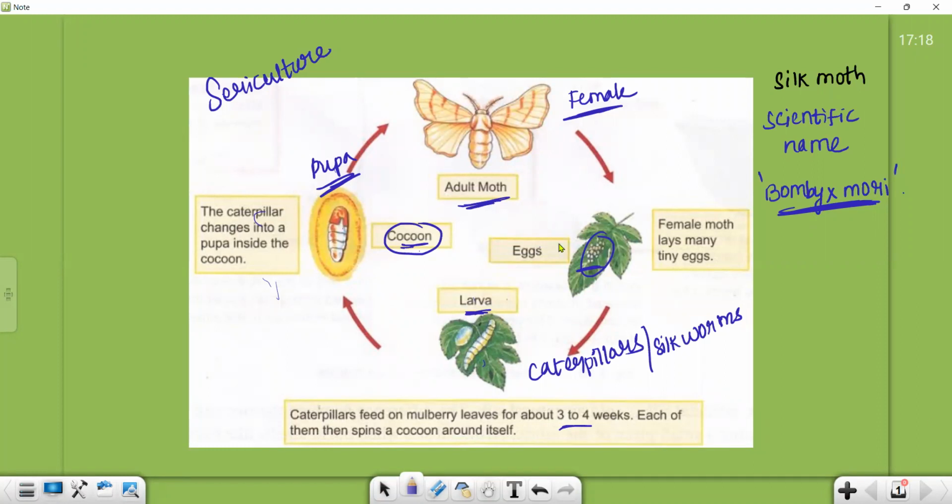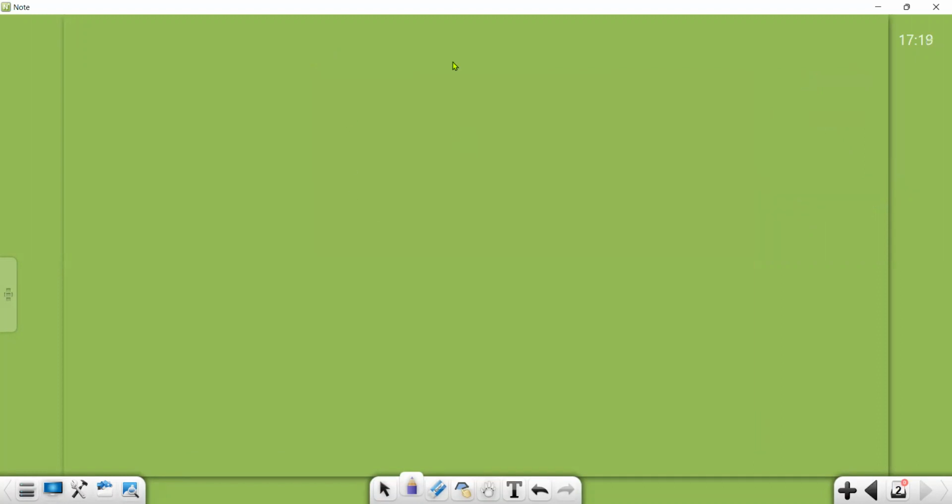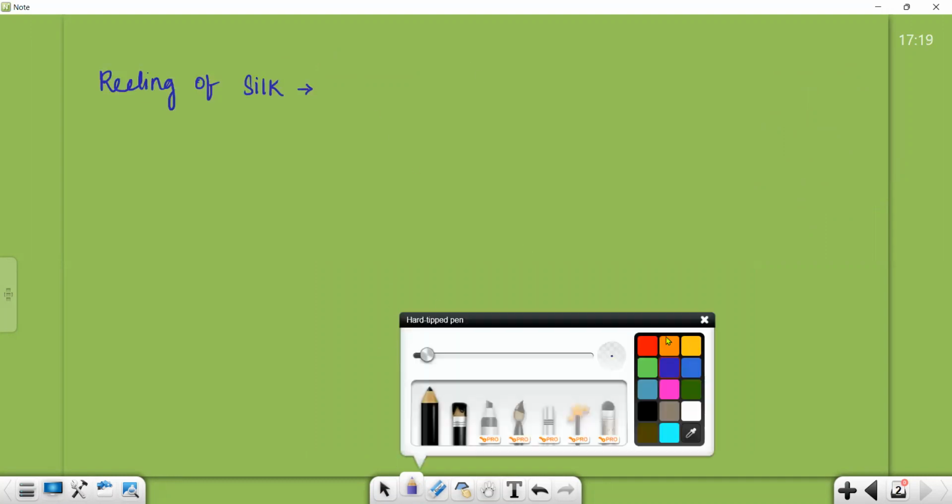What is this process called, students? It is called reeling of silk. Reeling is a process where they take out the fiber, like silk, and make it into silken thread. So what is reeling? Yes.